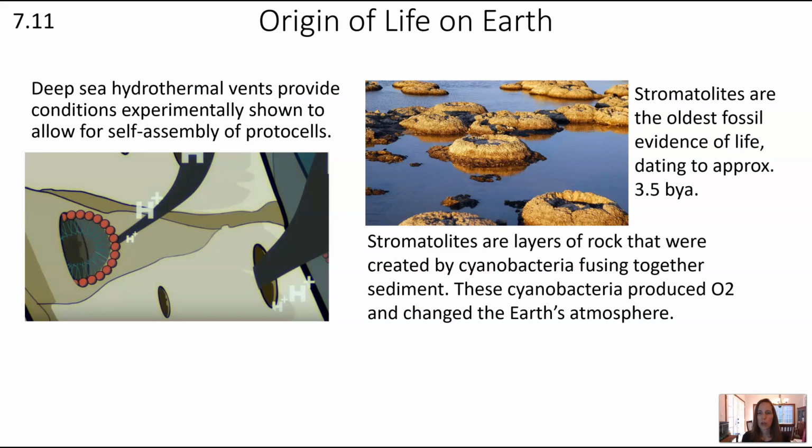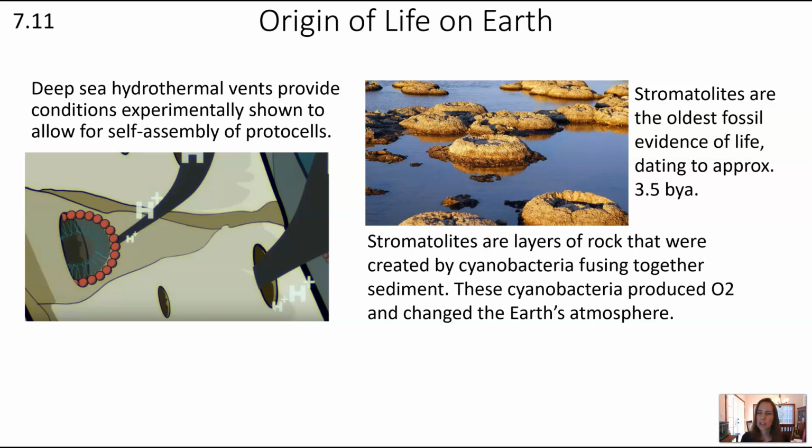Something important to understand in terms of origin of life on Earth is deep sea hydrothermal vents. We actually talked about this in a video long ago when we were talking about energy and the formation of cells. So deep sea hydrothermal vents provide conditions that have been experimentally shown to allow for the self-assembly of protocells, essentially very, very early cells. So those hydrothermal vents, the idea is that's probably where cellular life began.